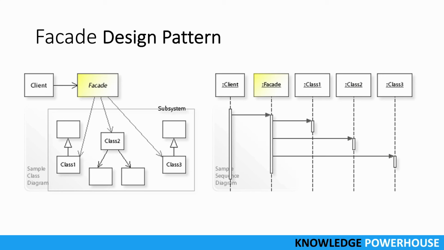So facade solves the problem of making a complex system easier to use by providing a simpler interface, and it also solves the problem of the dependencies that the client has on the subsystem. Now the client has a dependency only on the facade, right? It doesn't have a dependency on all the other classes of that subsystem. So these are the problems that the facade design pattern solves.